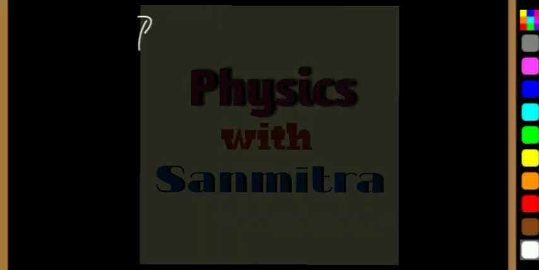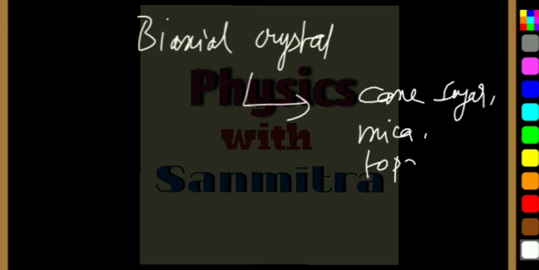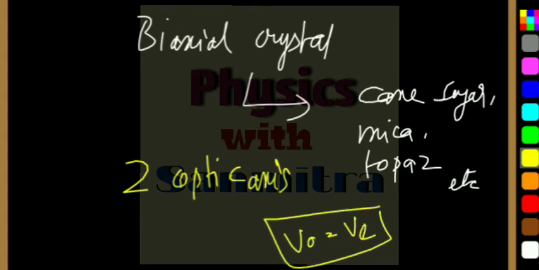And what are the examples of biaxial crystals? For biaxial crystals, examples are cane sugar, mica, topaz, etc. These have 2 optic axes. So along 2 such axes, if the rays are parallel, then VO will be equal to VE. So that is my biaxial crystal.